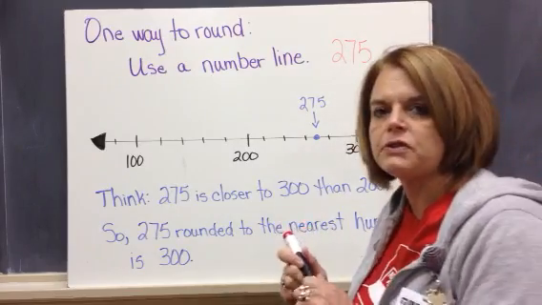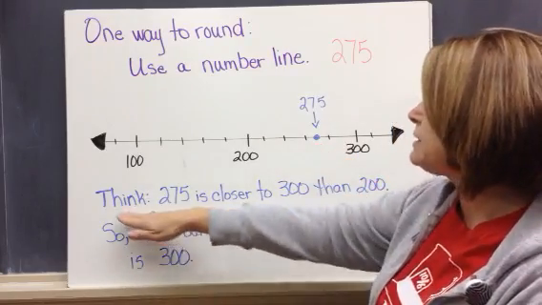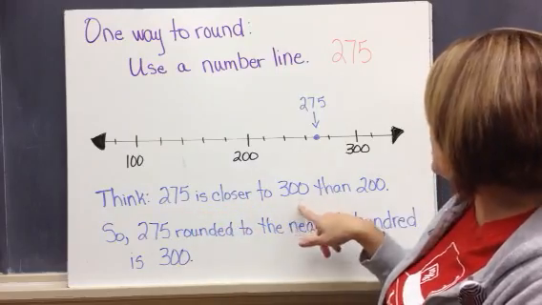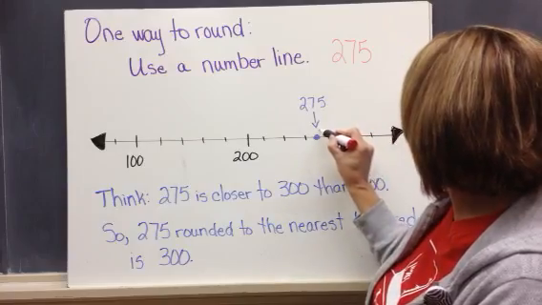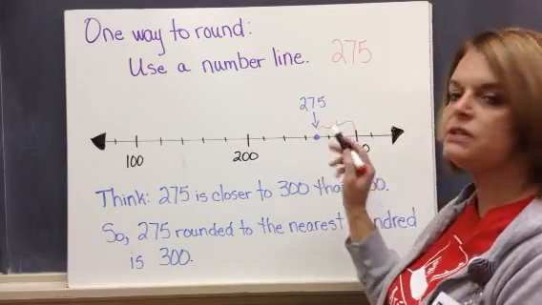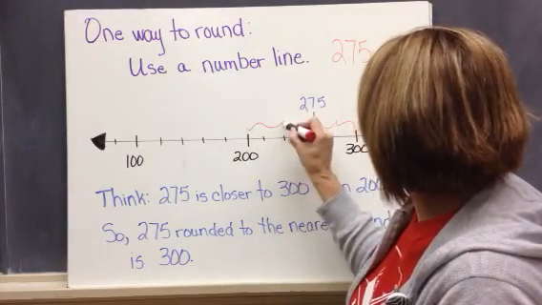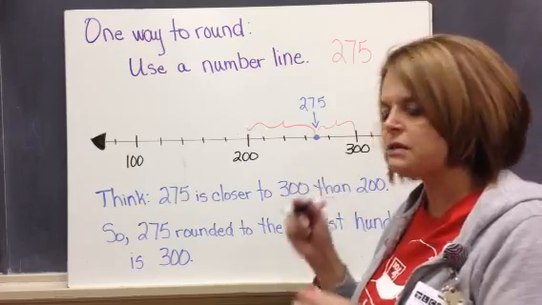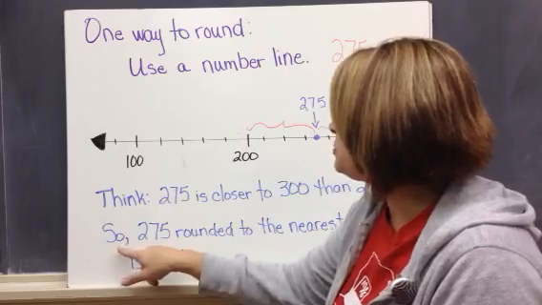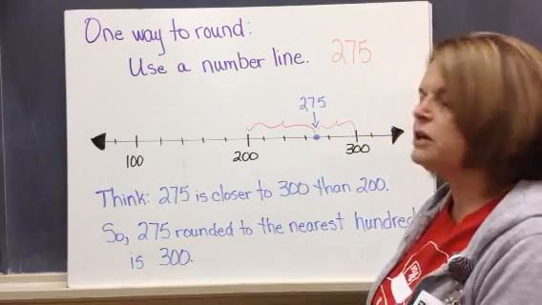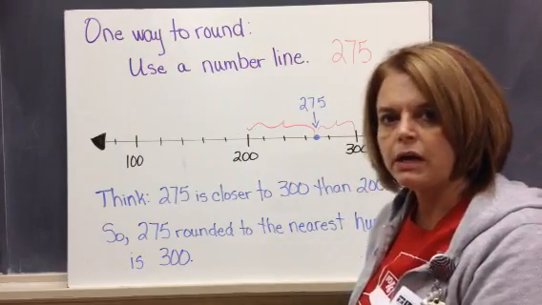So if I find 275 on my number line, it's about right here. Well, now it's easy to see and to think 275 is closer to 300 than it is to 200. There's only this much distance between 275 and 300 here, and there's all of this distance down here. So it's easy to see that 275 is closer to 300. So 275 rounded to the nearest hundred, because this is my 100 number line, is going to be 300.